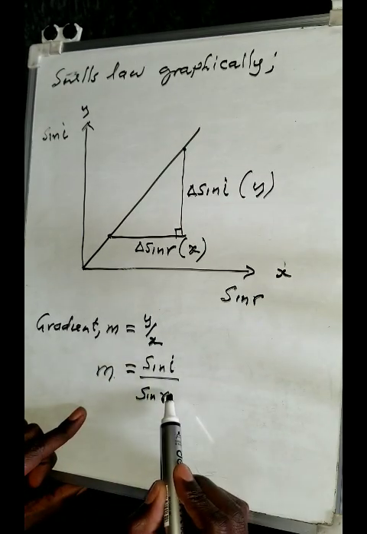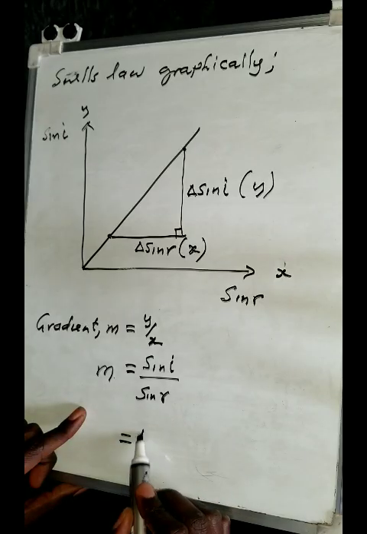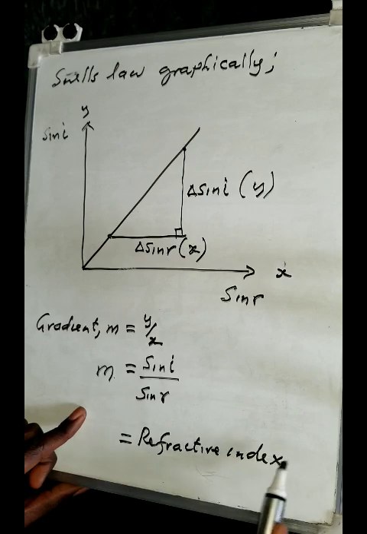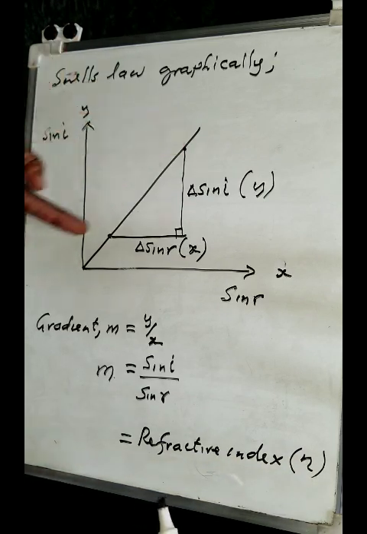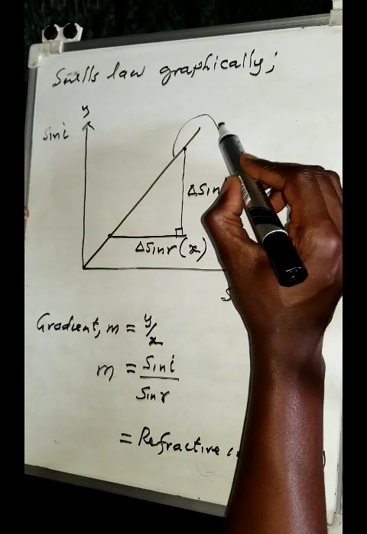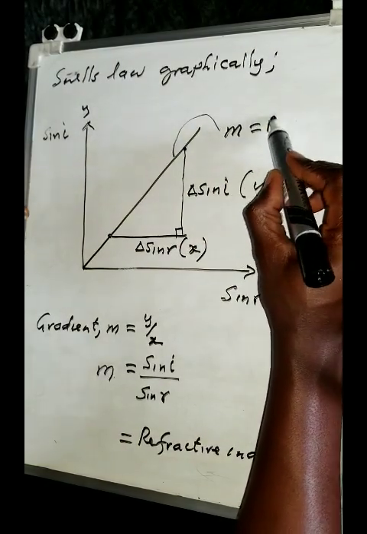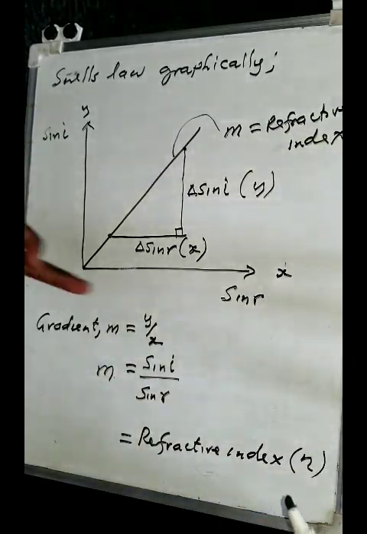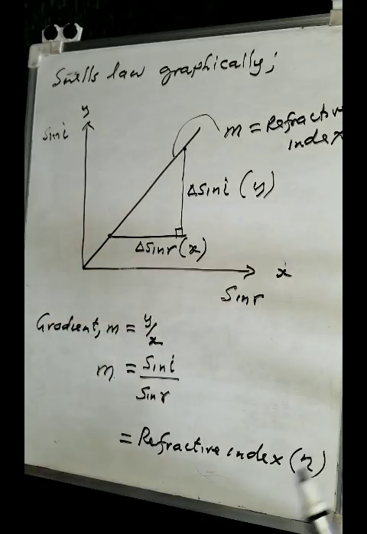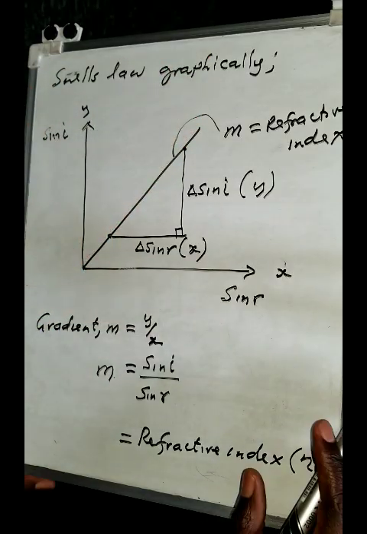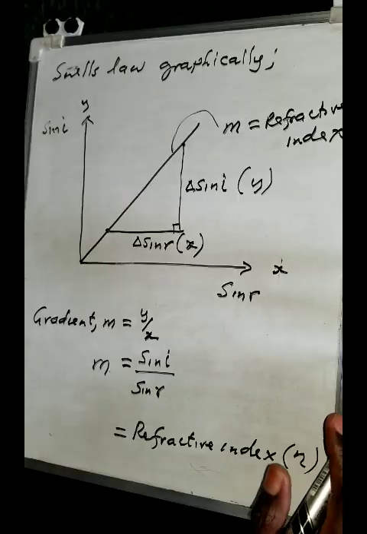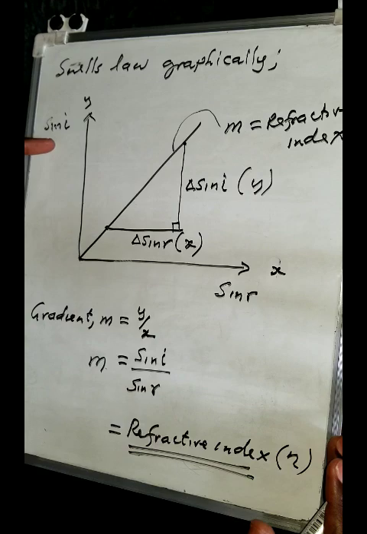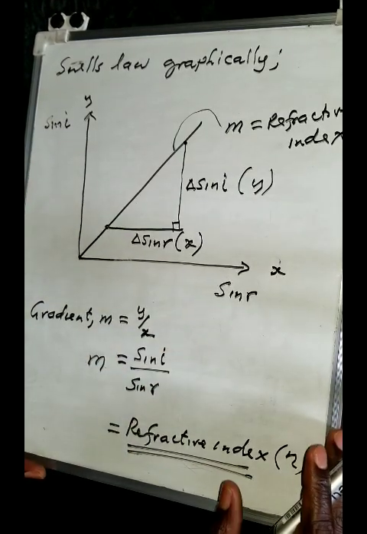But what is sine I divided by sine R? Well, this is actually equal to what we are calling the refractive index, n in this case. So remember the gradient m of that line is representing what we call the refractive index. So in the exam they can tell you to plot values of sine I, sine R, and you need to draw a straight line of best fit. And remember, the gradient will always represent the refractive index when you plot sine I against sine R. So that is what you need to remember.